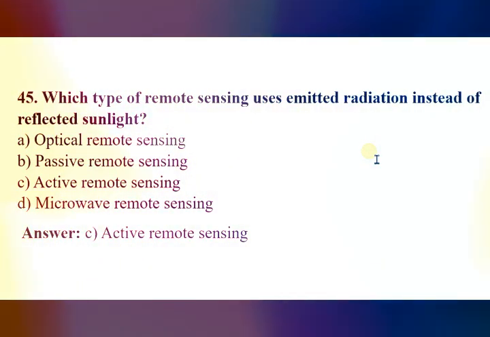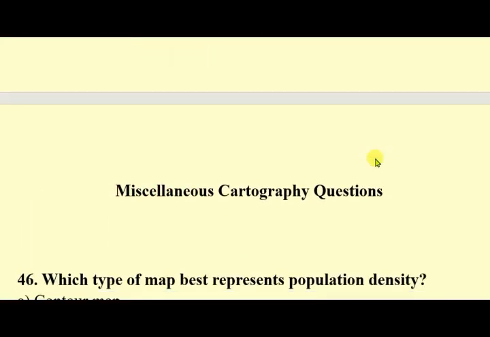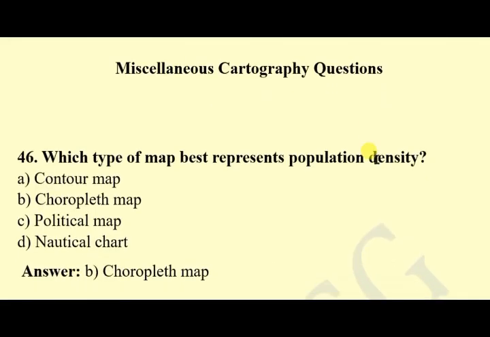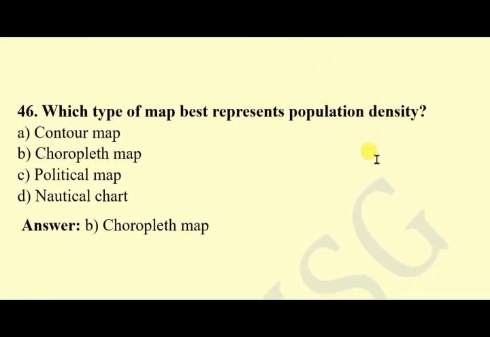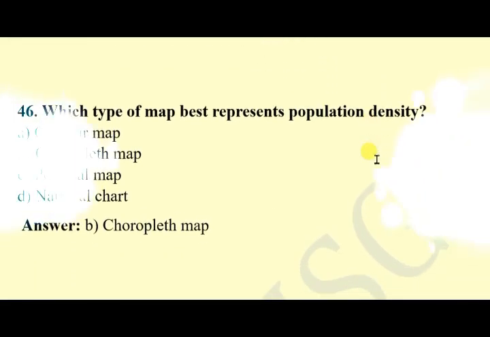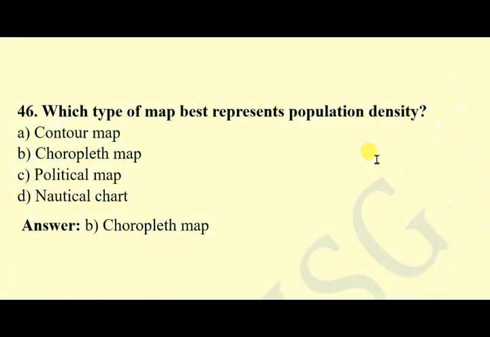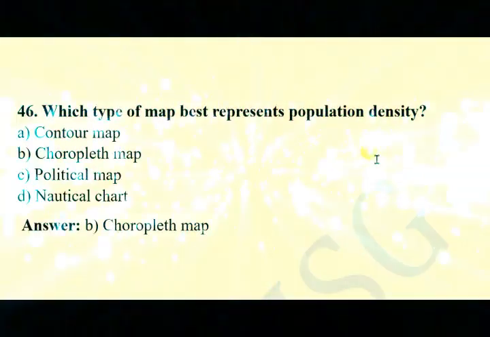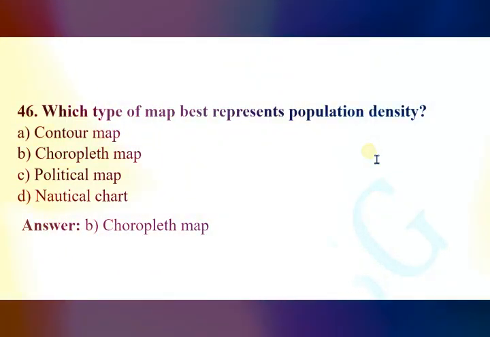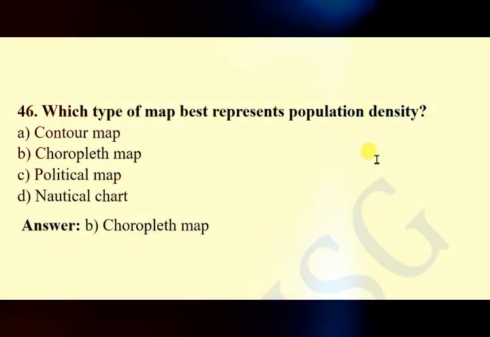Now the miscellaneous cartography questions. Question number 46. Which type of map best represents population density? Contour map, choropleth map, political map, nautical map. Here the right answer will be choropleth map.